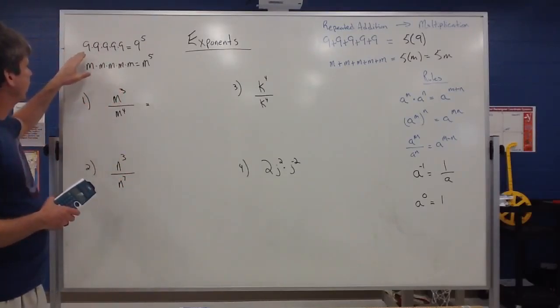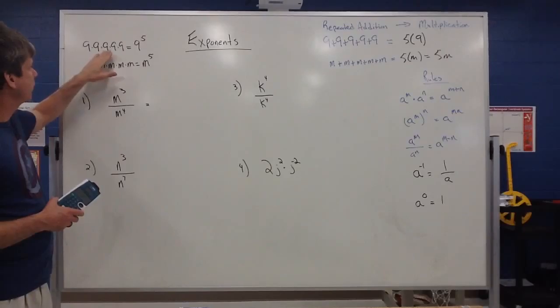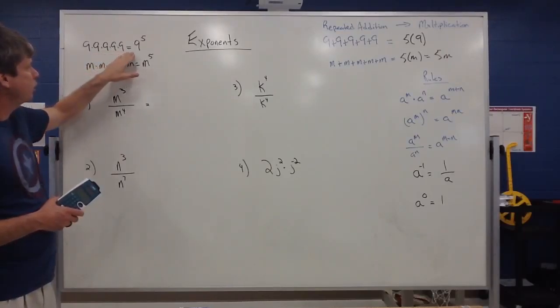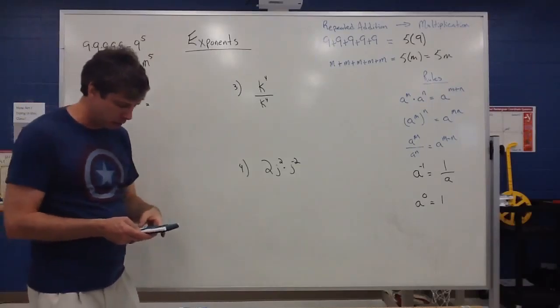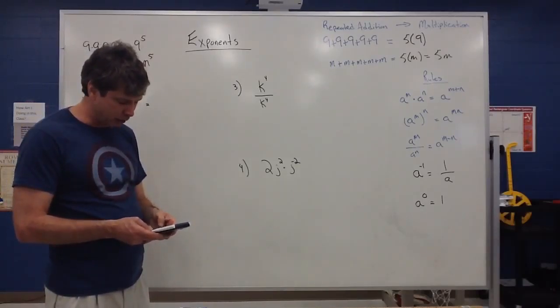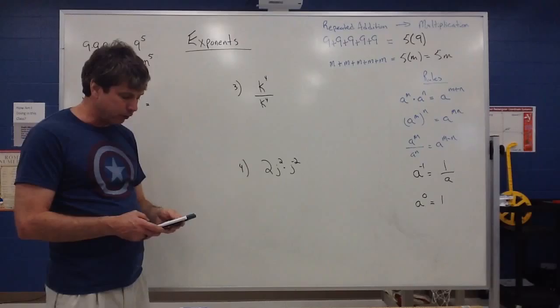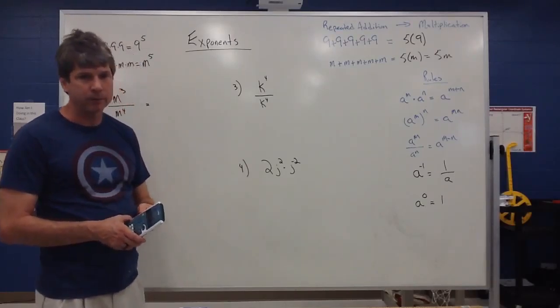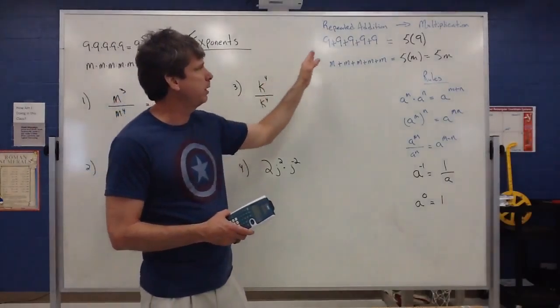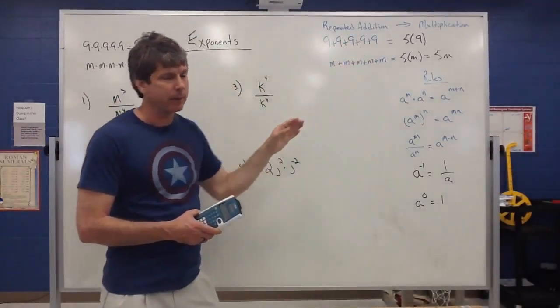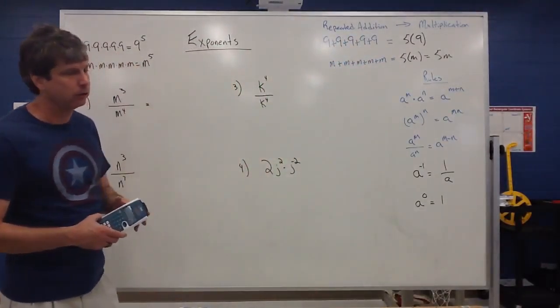Meanwhile, over here, if we have 9 times 9 times 9 times 9 times 9, that's when we're going to use that exponent or power. So that's 9 to the 5th power. And again, if I use my calculator, 9 to the 5th power is going to be 59,049. So 59,049 is a much bigger number. So keep that in mind. There's a big difference between adding 9s and multiplying 9s.